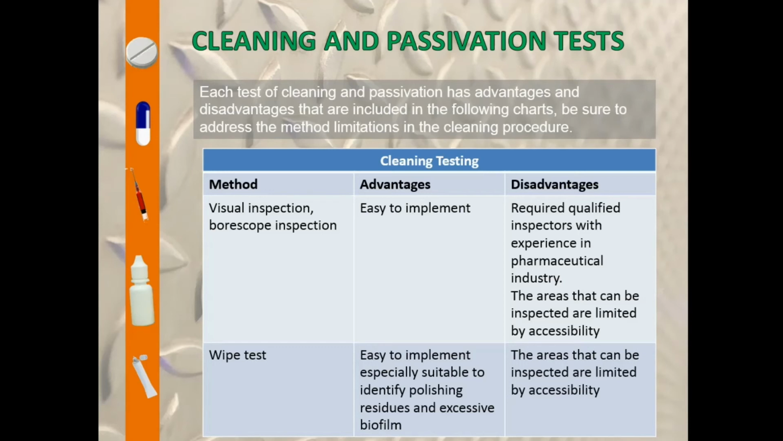A variation of visual inspection is the wipe test. It is straightforward. We use a clean room wipe on the surface. Any stain on the wipe is evidence of incomplete cleanliness. This test is especially useful to identify polishing residues.